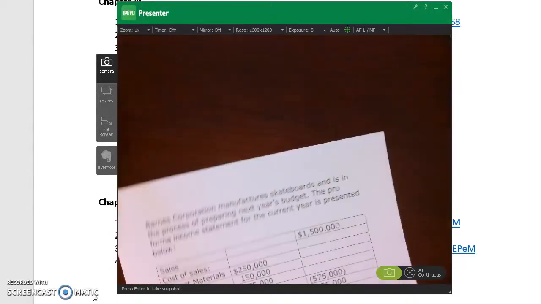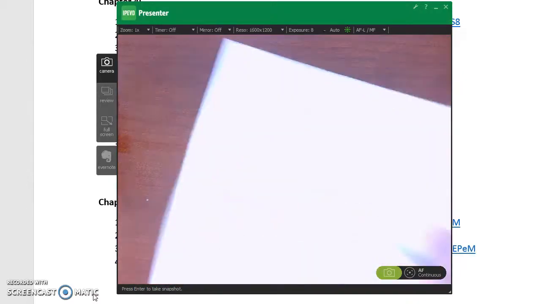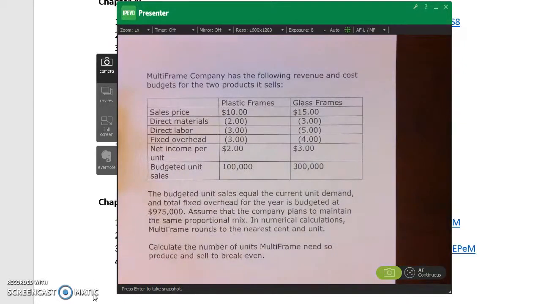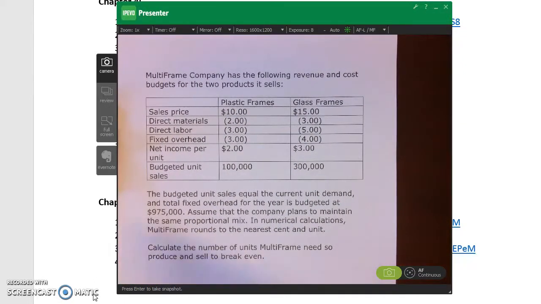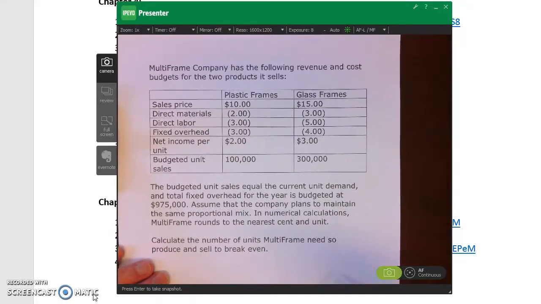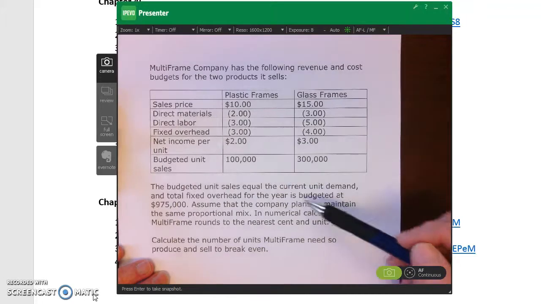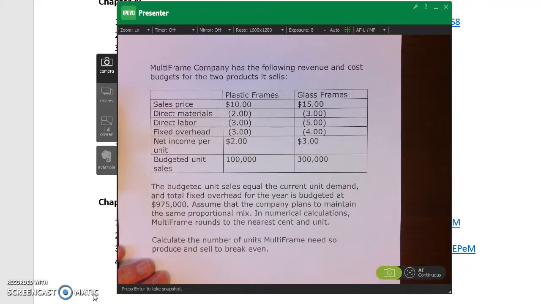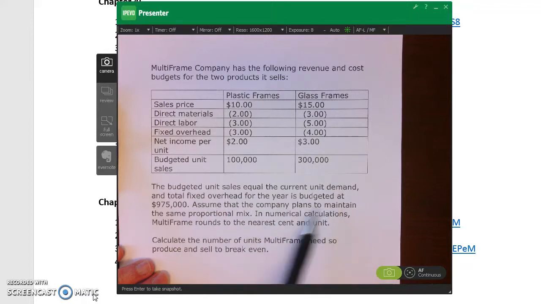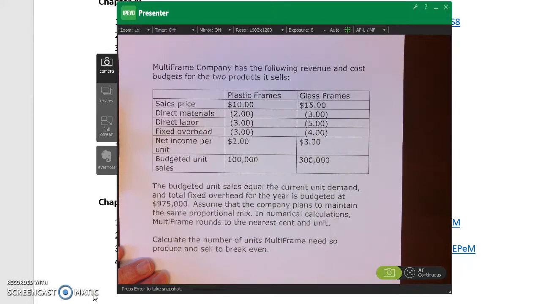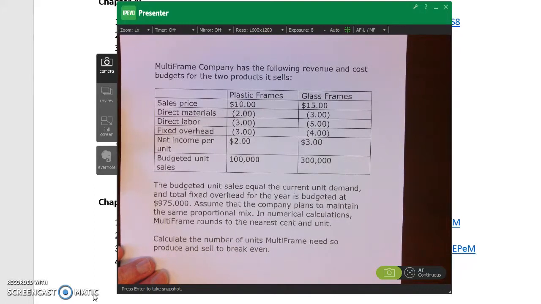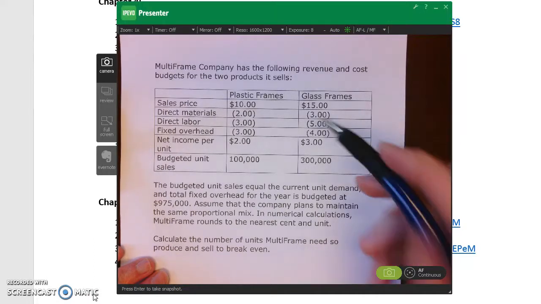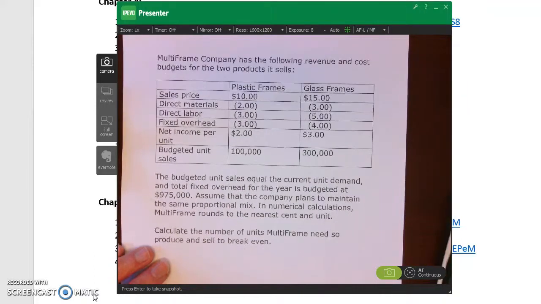Okay. And then the last problem is our multi-frame product company, and this is a multi-product problem. Okay. So over here it has the following revenue and cost budgets for two products, plastic frames and glass frames, and it says the unit sales equal current demand, and assume that the company plans to maintain the same proportional mix. So then we can come over here, numerical calculations: calculate the number of units that multi-frame has to produce and sell in order to break even.